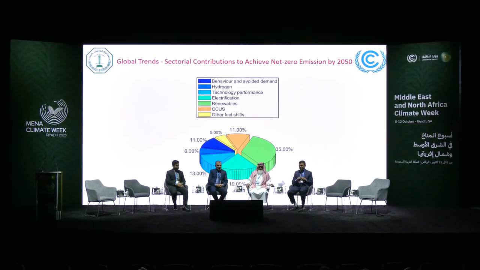To achieve this net zero emission by 2050, who are the main players? Who will be doing the task? Is it only reducing the consumption, or energy efficiency, or the renewables? As you can see, according to the IEA, their projection is that renewables will be responsible for 35%, and other sectors will help us achieve net zero emission by 2050. One is behavior and avoided demand, so we can avoid some of the demand which is not needed. Hydrogen will play a good role here. The performance of the technology will increase. And electrification of various sectors, including transportation, carbon capture, utilization and sequestration, and other sectors will help us achieve net zero emission.